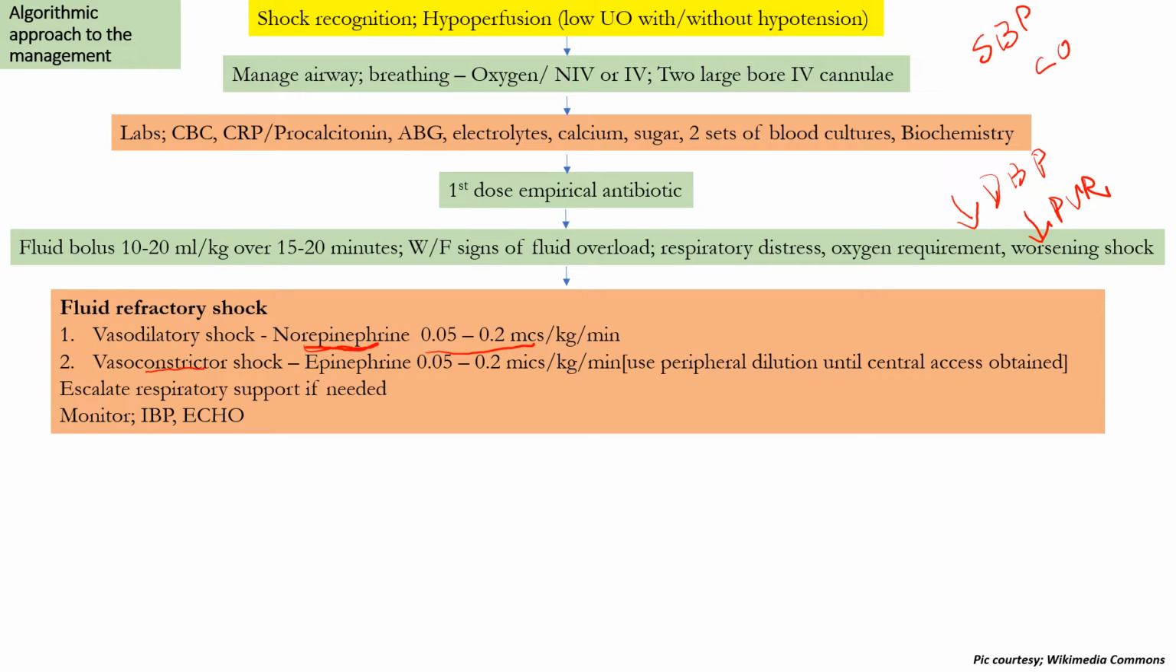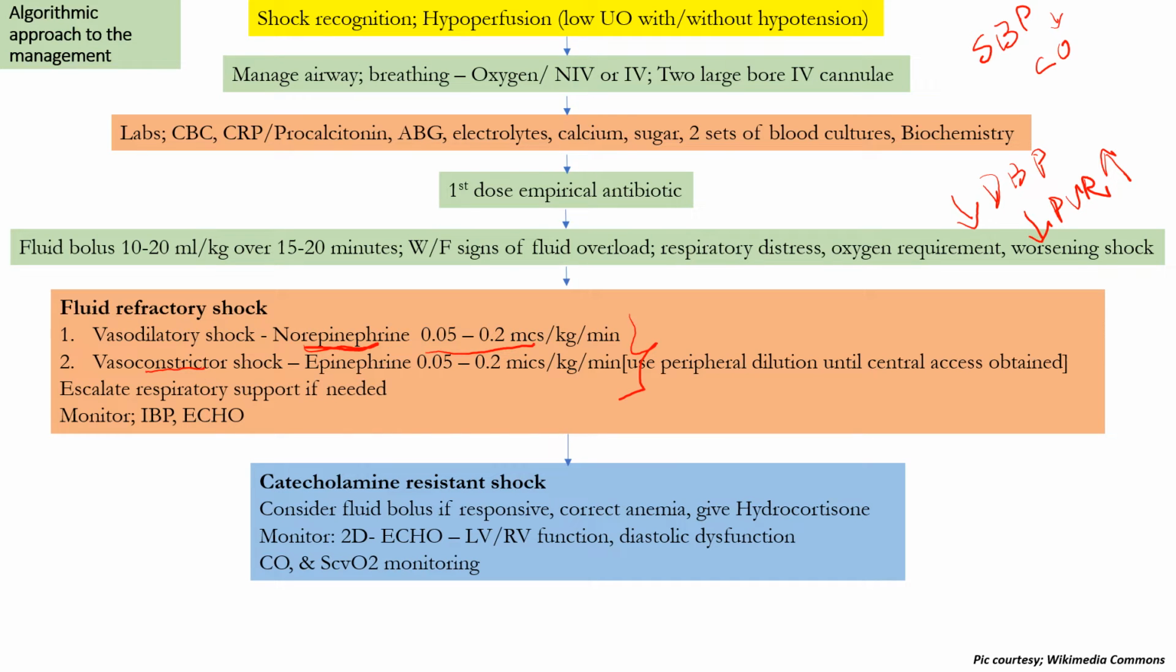In vasoconstrictor shock, when the peripheral vascular resistance is increased, that is the diastolic blood pressure is increased, it is the systolic blood pressure which has fallen down. You need to give epinephrine 0.05 to 0.2 micrograms per kg per minute and use the peripheral dilution of these inotropes until you have secured a central IV access. You need to escalate respiratory support if required and monitor invasive blood pressure and echocardiography.